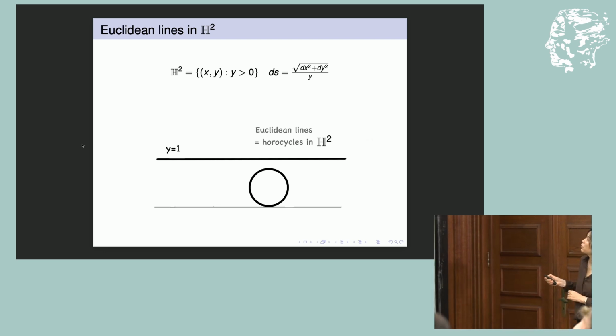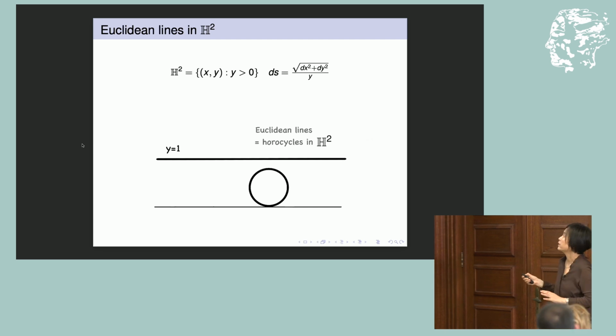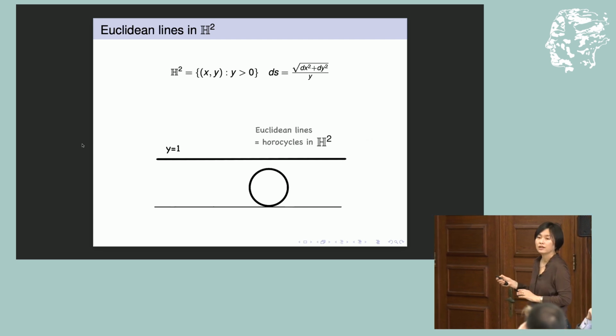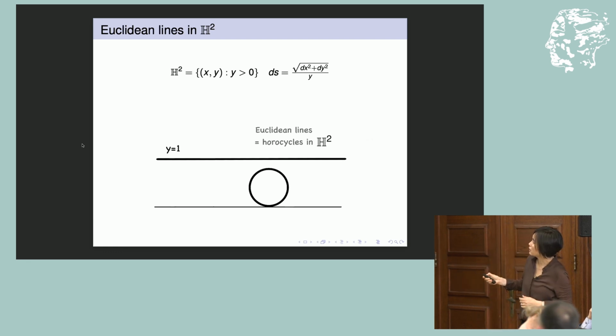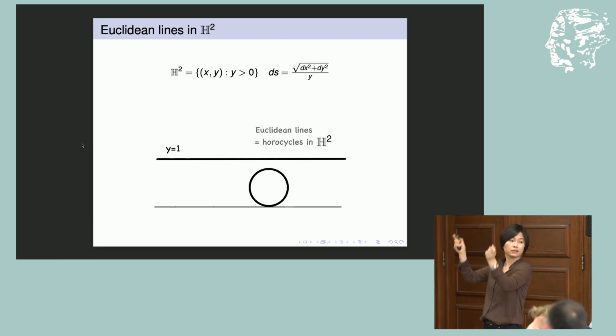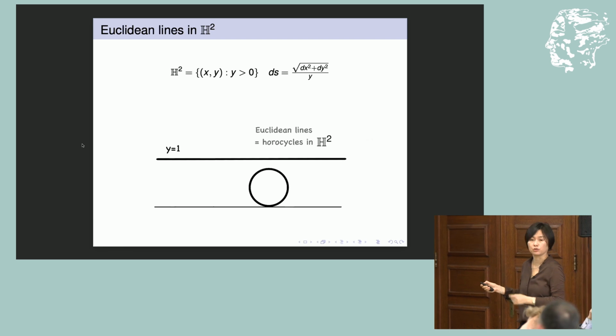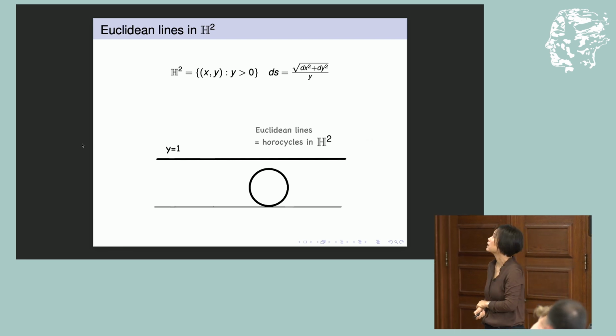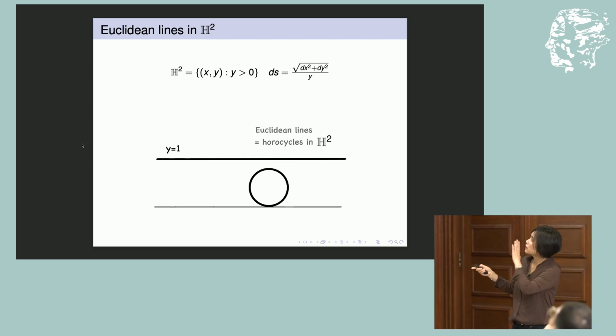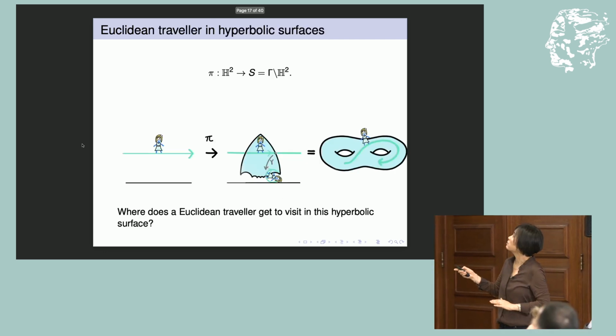And another name for a Euclidean line in the hyperbolic plane is a horocycle. This horocycle is kind of an imaginary circle, because you see, this circle is not actually a circle in H2, because this tangent point does not belong to H2. H2 was the open half plane, so this is not exactly a circle in H2. It is an imaginary circle, so it's called a horocycle. So this is a Euclidean line in H2.